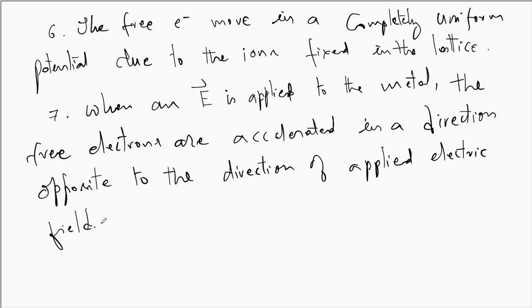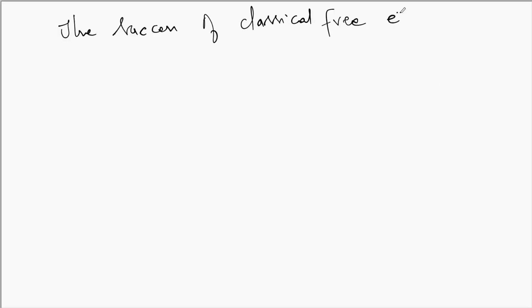The classical free electron theory is successful in explaining some of the experimental results. We shall discuss the success of classical free electron theory. The classical free electron theory is successful in explaining Ohm's law. It verifies Ohm's law.